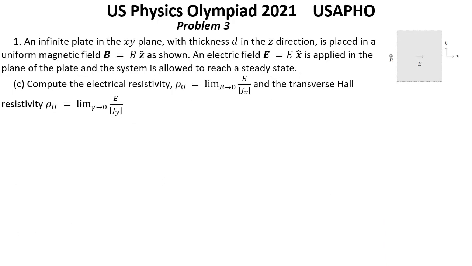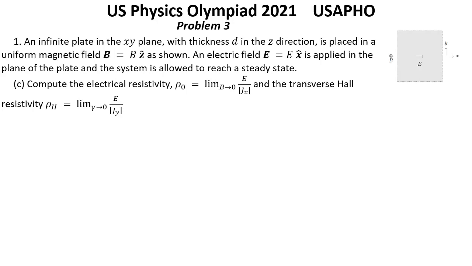Question C. Compute the electrical resistivity ρ0 equal limit for B going to 0 for E over absolute value Jx, and the transverse Hall resistivity ρh equal limit for gamma going to 0 E over absolute value Jy.